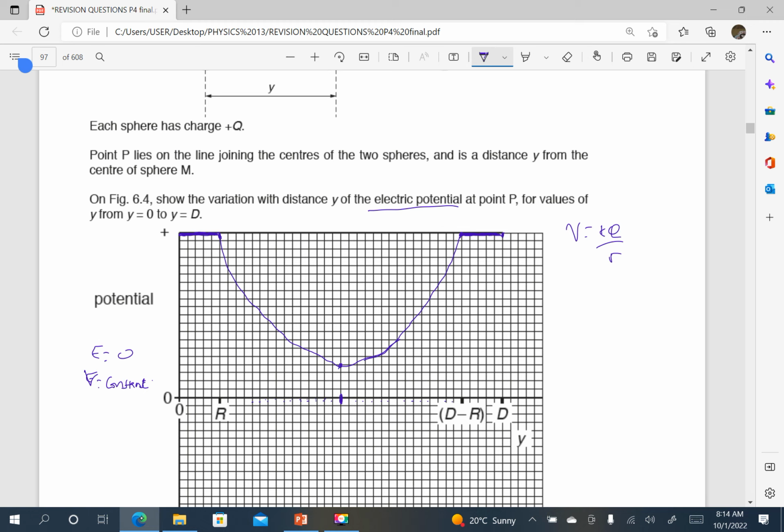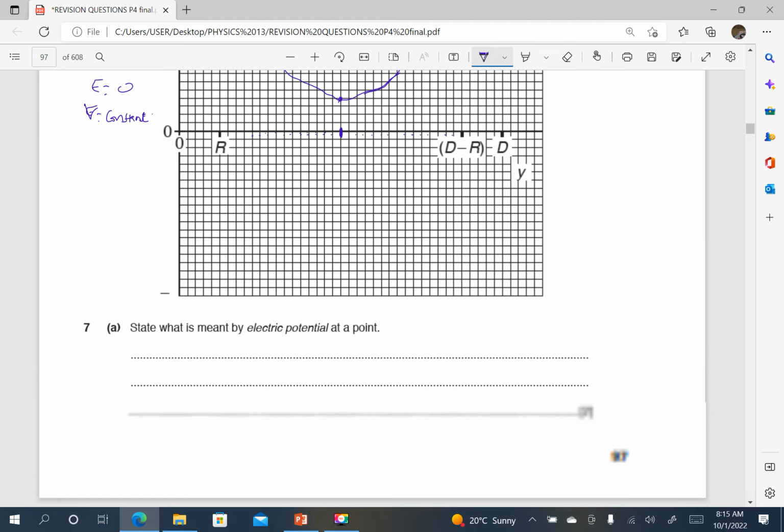V is always positive because they are both positive charges. Potential is always positive for positive charges. It will be negative for negative charges. However, it can be 0 if the charges are opposite in signs. There's a point where it can cross the x-axis. Okay.